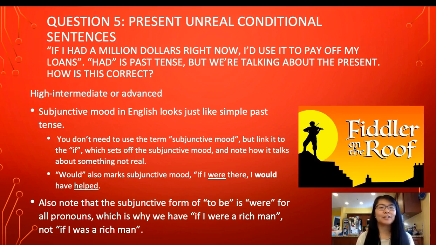Present unreal conditional sentences. So if I had $1 million right now, I'd use it to pay off my loans. Students may notice had is a past tense form, but we're talking about the present. We're talking about the right now. If I had $1 million right now, this is after taxes, of course. So we're talking about the present. I know that by the term right now. So why are we using had as past tense? Why is this right?